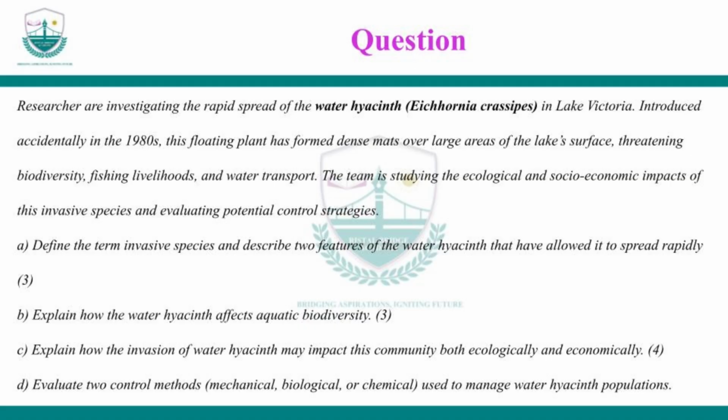It's blocking sunlight, affecting fish populations, reducing oxygen levels, and making it difficult for boats to move or fish to breed. Scientists are working to understand not just the ecological impact, but also the economic damage to communities that depend on the lake. To guide our lesson, think about these three big questions.